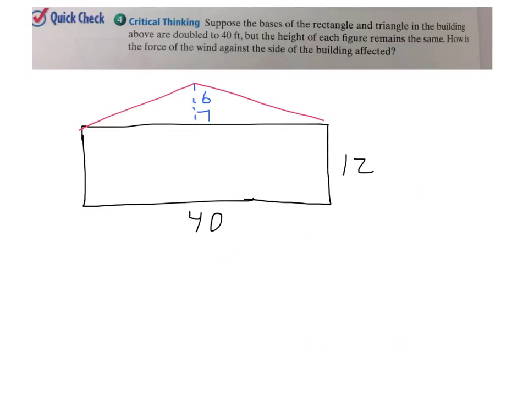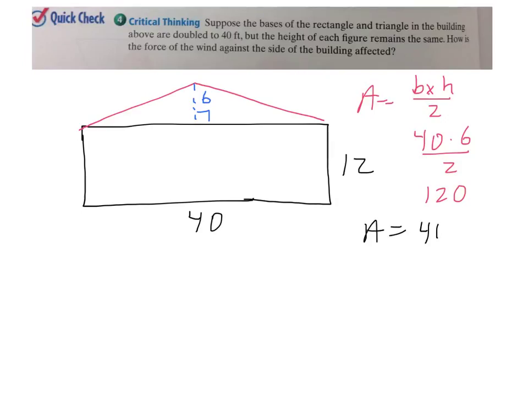So first, let's do area of the triangle. Area of the triangle, base times height, divided by 2. So base 40 times height of 6 divided by 2. So the area of the triangle is going to be 120. Area of the rectangle is just base times height, 40 times 12, which is going to be 480. So the area of the entire figure is going to be 600.